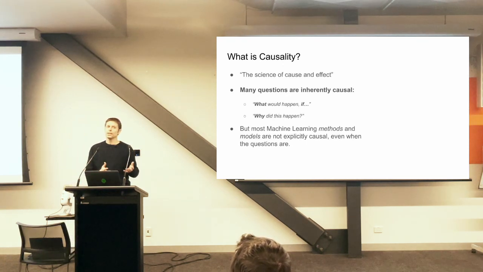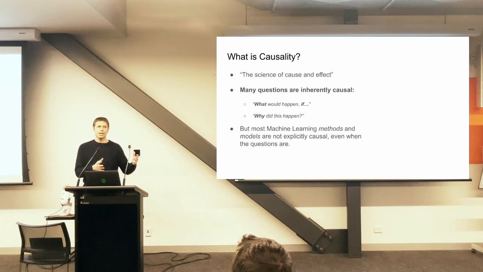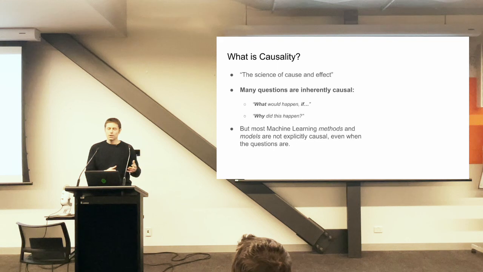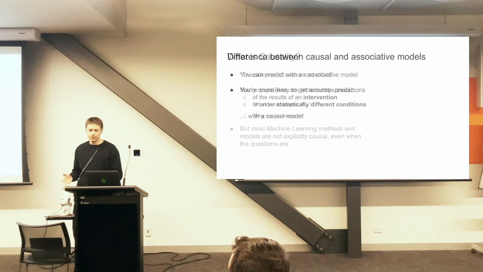So, for example, if somebody comes to you and they say, I've got this problem and I want to understand what would happen if I changed this, or these events occurred, but I don't understand why they occurred. Now, you can use machine learning to approach those kind of problems, but there are some limitations, and particularly most machine learning methods are not explicitly causal, even when the questions are.